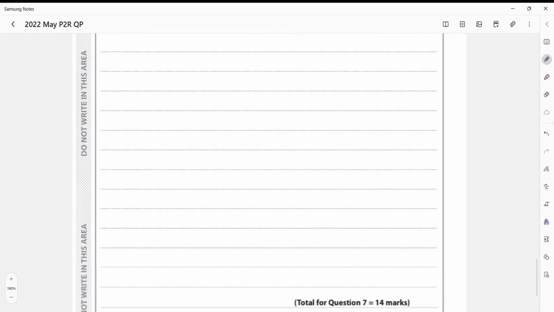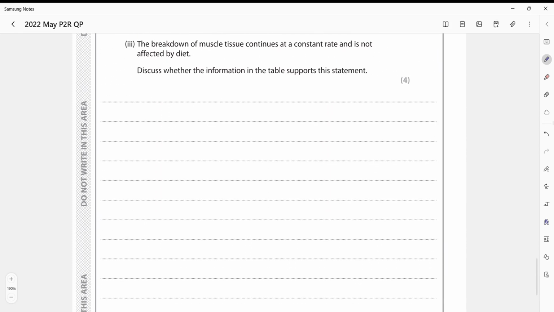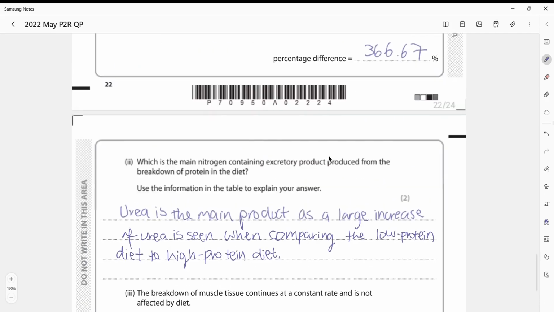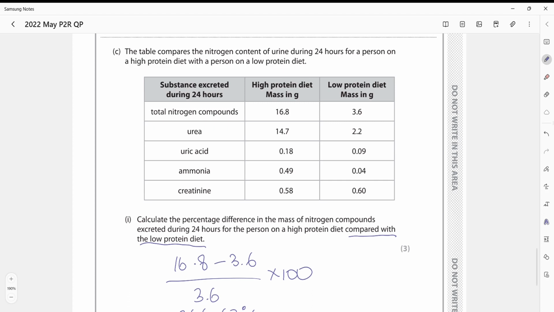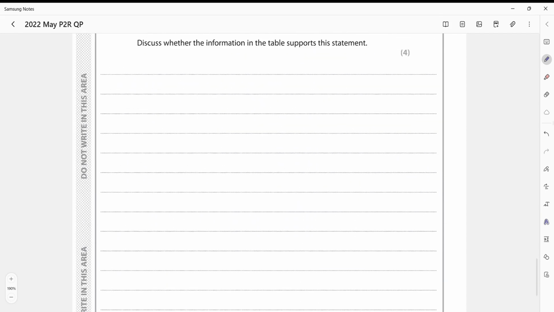All right, and this should be the last question. Part 3, the breakdown of muscle tissue continues at a constant rate and is not affected by diet. Discuss whether the information in the table supports this statement. Let's scroll up to the table here. If we compare the high protein diet versus a low protein diet, we can see an increase for urea, an increase for uric acid, an increase for ammonia. But if we look at creatinine, it's more or less the same. It's 0.58 versus 0.6. So that means that this table does support the statement.